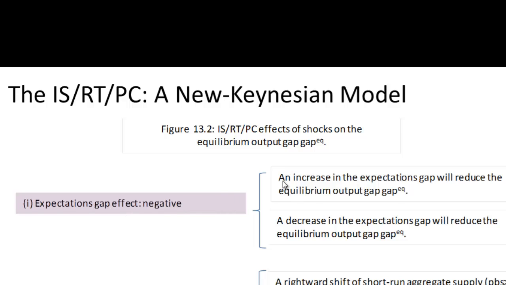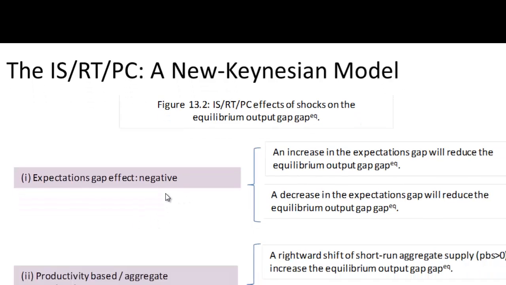So if inflation expectations rise relative to the target inflation, then the central bank, in order to bolster its credibility, will raise interest rates, and that's going to squeeze out demand and reduce the output gap. Conversely, if we have a decrease in the expectations gap, if people expect inflation to be lower than the target, then the central bank will have to reduce interest rates and encourage aggregate demand, and that'll mean an increase in the output gap. So there's a negative relationship here between the expectations gap and the output gap.